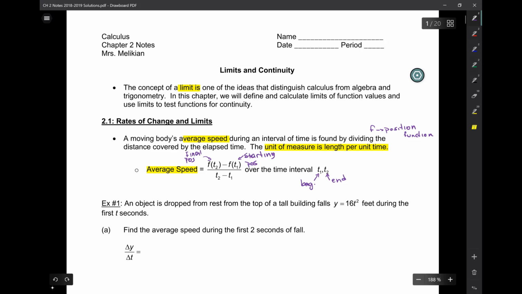And I believe there should be brackets around this, right? Do yours have brackets? Yeah. Okay. Sometimes when you convert to PDF, they go away.